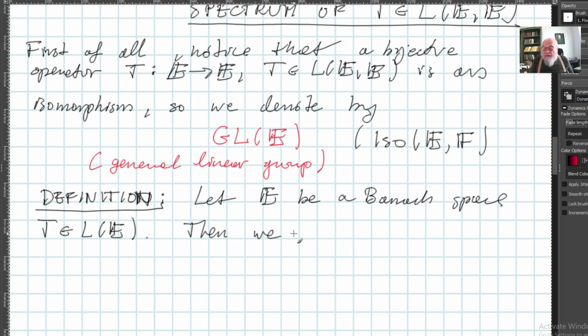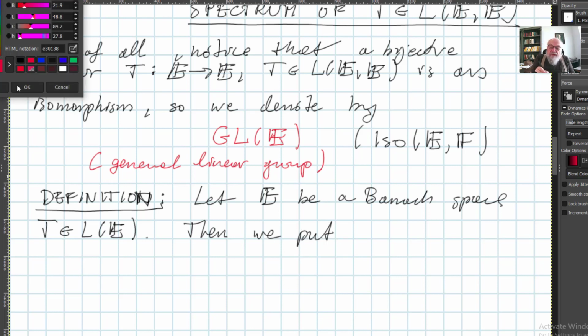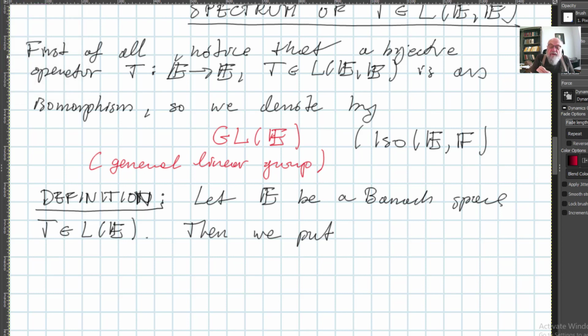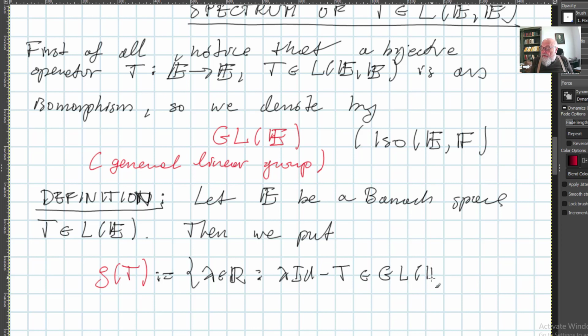Then we put it like this. First notation: I write down rho of T, and this is the set of all lambda belonging to R such that identity times lambda minus T belongs to the general linear group of E, that is, in particular, the inverse exists and is continuous.